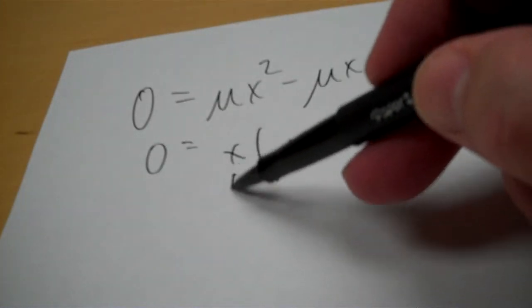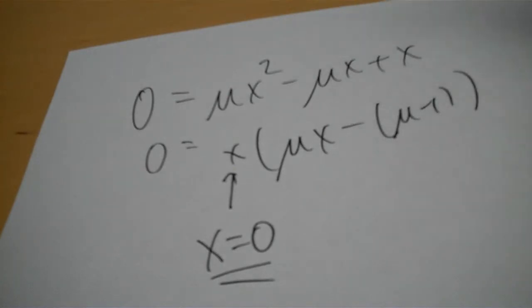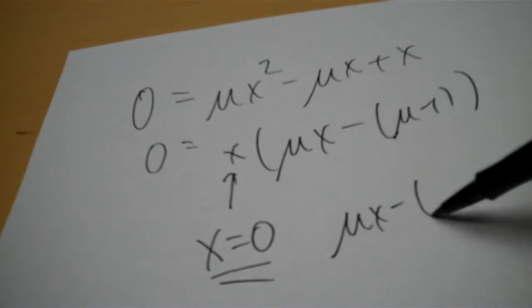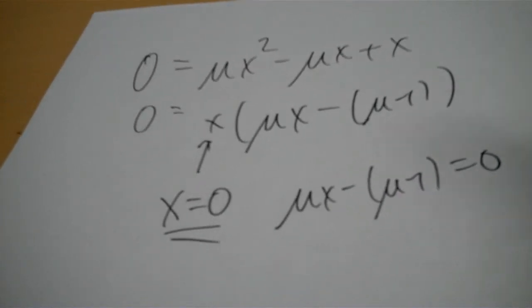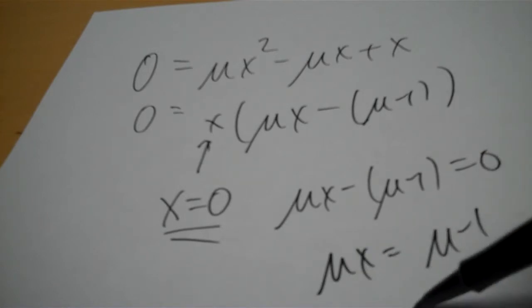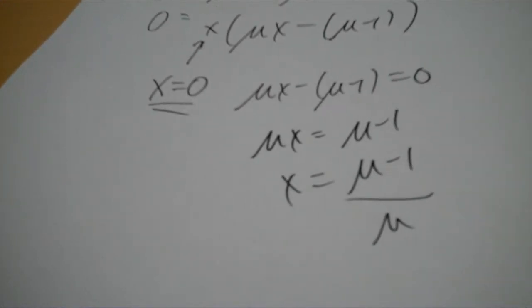And so for that to equal 0, you get either x equals 0, which is maybe the obvious case anyway, and then you get this guy equals 0. So mu x minus mu minus 1 equals 0, which then gives you that mu x equals mu minus 1, or x is the mu minus 1 over mu that they mention in the text.